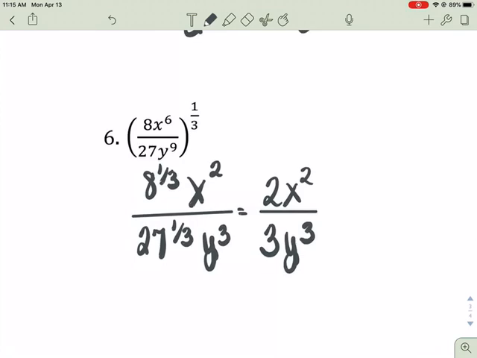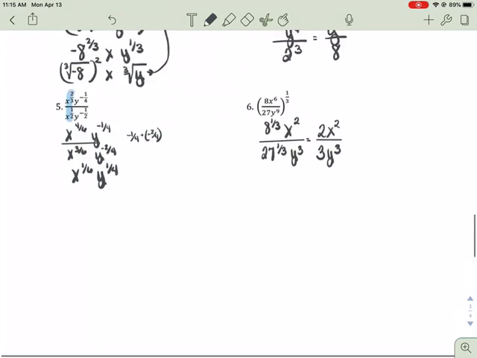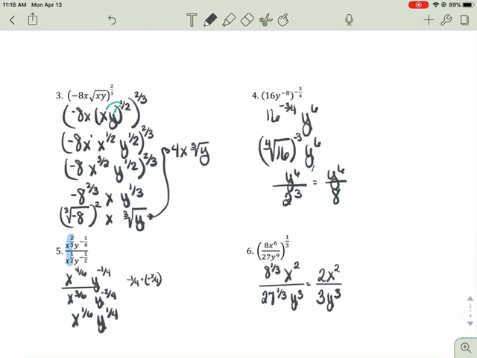And for 6, I gave everybody a 1/3. So 8 to the 1/3 x squared over 27 to the 1/3 y cubed. Cube root of 8 is 2. 27 to the 1/3 is 3. Now, if you're struggling with the whole 8 and 27, you can put it in the calculator as 8 to the 1/3 power, and it will give you 2. You just have to make sure that 1/3 is in parentheses so that your calculator knows that you're doing that particular power. Please let me know if you have any questions about this.